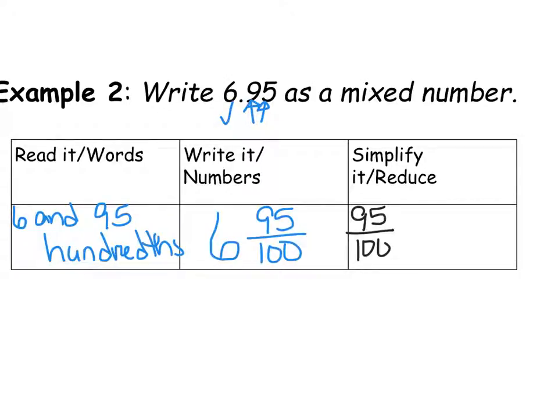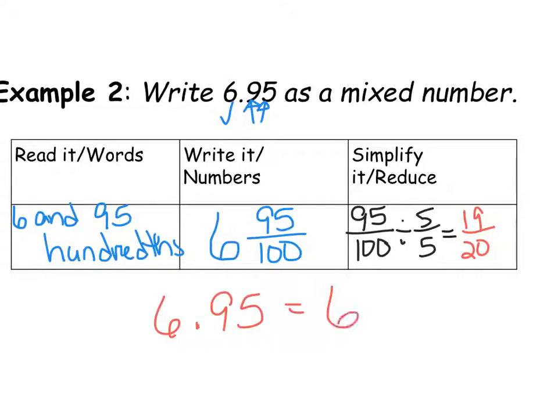So we're going to write it as 95 over 100. Now, because they end in 5 and 0, that means it's divisible by 5. So 95 divided by 5, we're going to get 19, and 100 divided by 5 is 20. So when we're writing out this equivalence, we're going to say 6 and 95 hundredths is equivalent to 6 and 19 over 20.